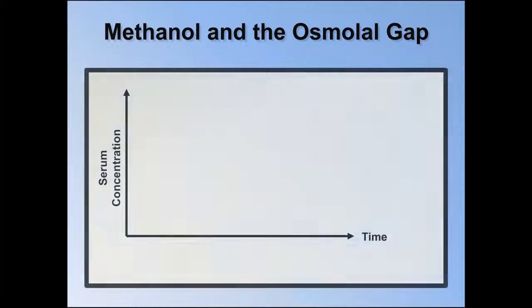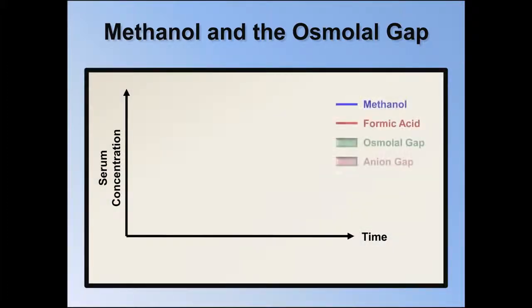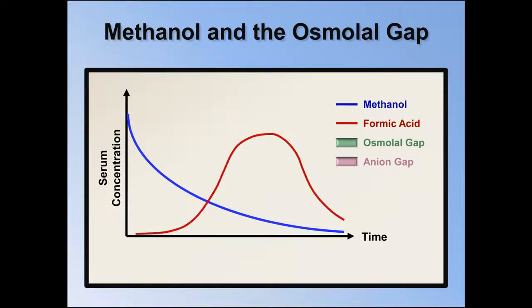Before I finally move off of toxic alcohols, there is one important limitation to using the osmolar gap in methanol poisoning, demonstrated by this diagram for a patient who has had a single acute episode of methanol ingestion. The concentration of methanol as a function of time is shown here in blue. As methanol goes through its metabolism, formic acid levels, which are initially very low, suddenly rise up after a period of time, before dropping off as the rate of its breakdown starts to exceed that of its production.